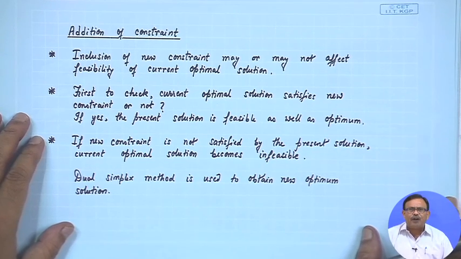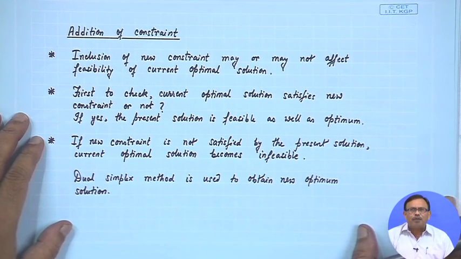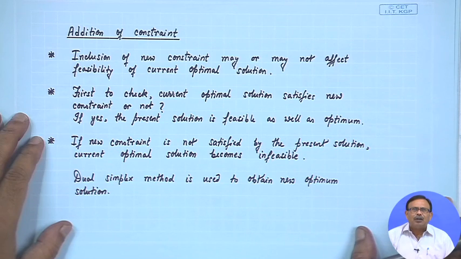So, basically at first you are checking whether the optimal solution you have obtained for the old problem, after adding the new constraint, satisfies the new constraint or not. If the new constraint is satisfied by the current optimal solution, then the present solution is feasible and that solution will give you the optimum solution. Means in that case you do not have to compute.